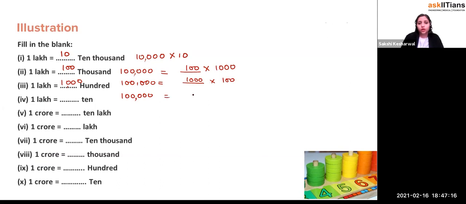So which is equals to how many tens? So you multiply this by 10. So obviously this will be having 4 more zeros, 1, 2, 3, 4, and this is like 5. So this is equals to what? 1, 2, 3, 4, 4 tens.